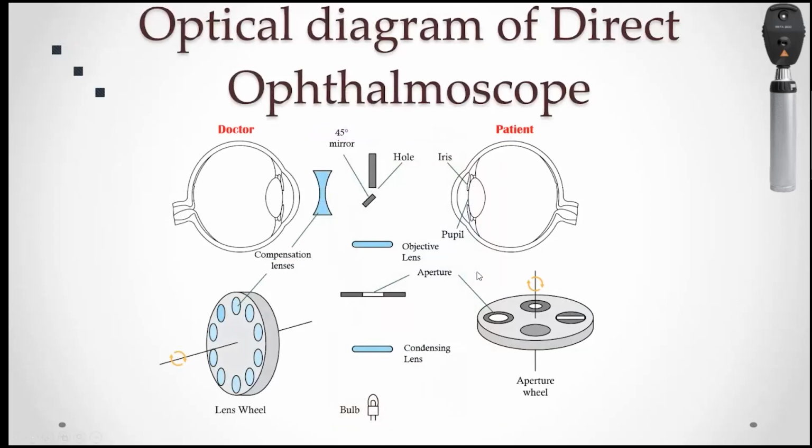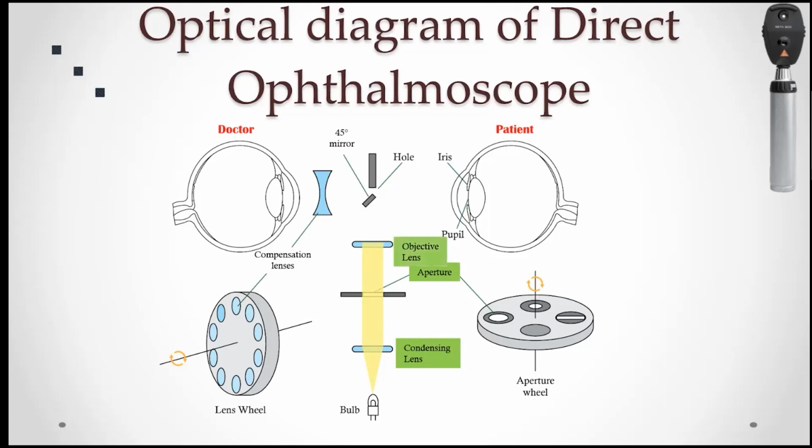So let me show you the optical diagram of the direct ophthalmoscope. The light rays coming from the bulb are always scattered in nature and pass through the condensing lens. The condensing lens makes the scattered light into a parallel beam of light. Then the parallel beam passes through the aperture wheel and the filter to get its shape. If you want color, you can add the filter, which will give the color.